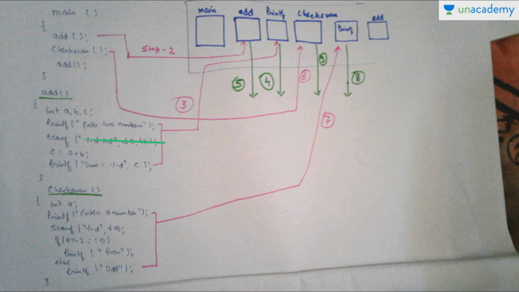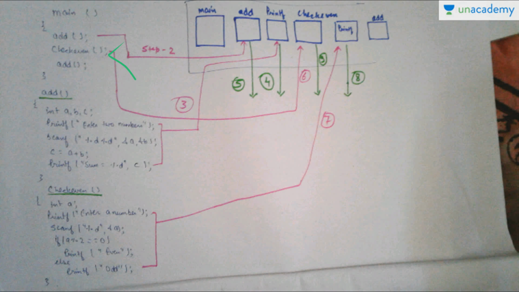So printf function will be called inside the RAM, and it will consume some memory inside the RAM, and now add function will also be in the pending state. When printf finishes its job, it will be released from the RAM, and now add will be in the current state. After finishing its job, it will also be released from the RAM. So now control will move to the second line of the main function, that is check even.